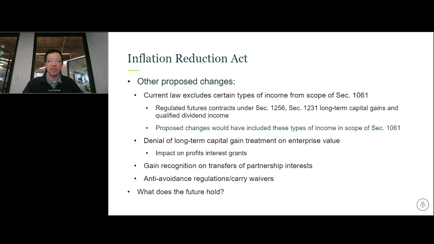All right, let's talk about some other proposed changes that didn't make the final bill. Again, these are things that were contemplated, but thankfully did not hit the final signed bill. Currently, Section 1061 excludes certain types of gain from its scope: Section 1231 gains, regulated futures gains, mark-to-market under Section 1256. There's a lot of other things that just aren't scoped into 1061 currently. Again, as originally drafted, those all would have been scoped in. So you can continue to see we've got lengthening of holding periods, potentially other narrowing ways to reduce the benefits of the traditional carried interest provisions. You would have seen the denial of long-term capital gain treatment on enterprise value.